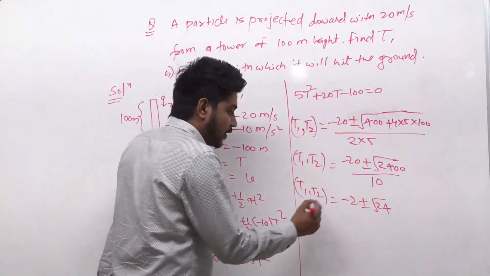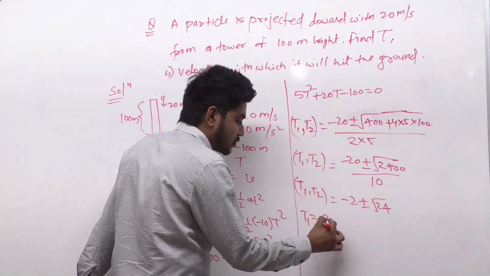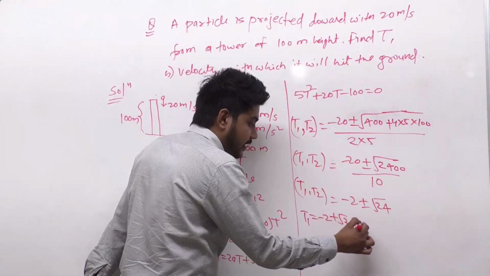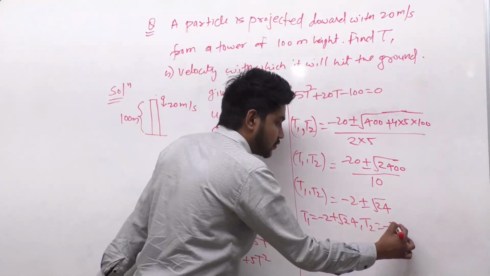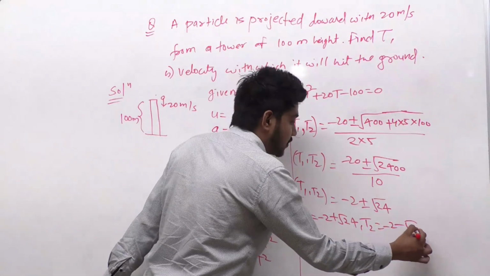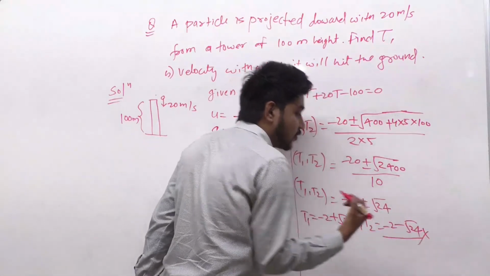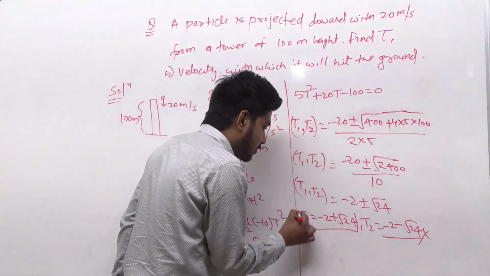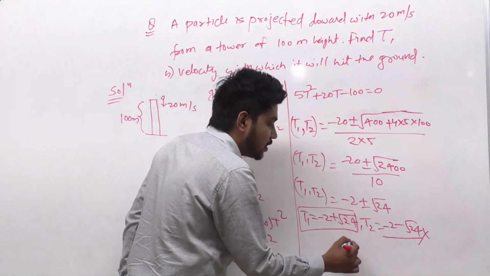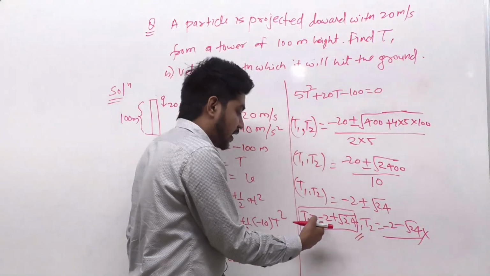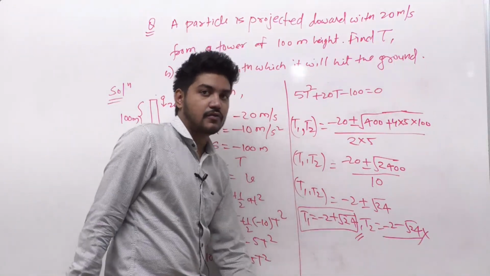So again two values of time are coming, t1 is minus 2 plus root 24 and t2 is minus 2 minus root 24. We know time can never be negative, so t2 won't be our answer, t1 is our answer, because time will always be positive. So t will be minus 2 plus root 24.